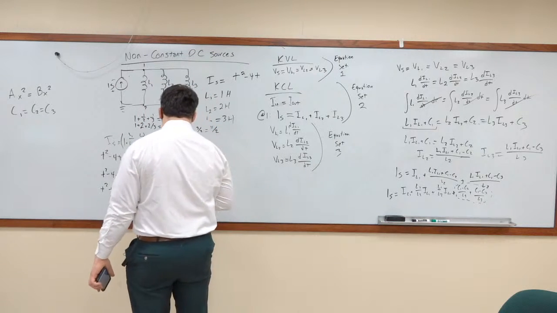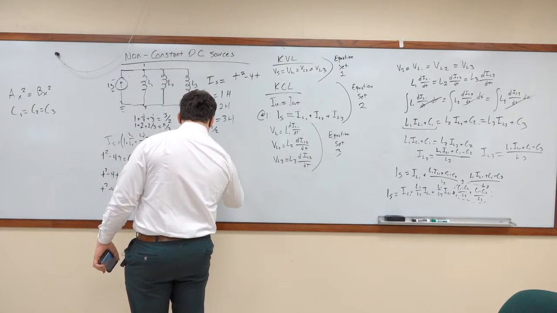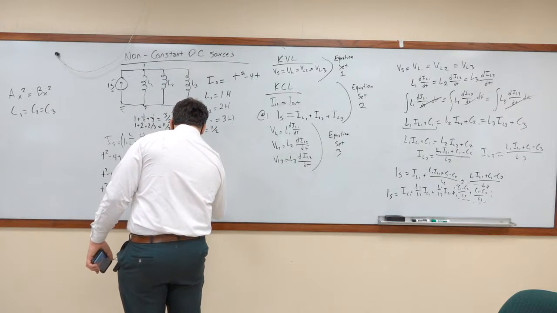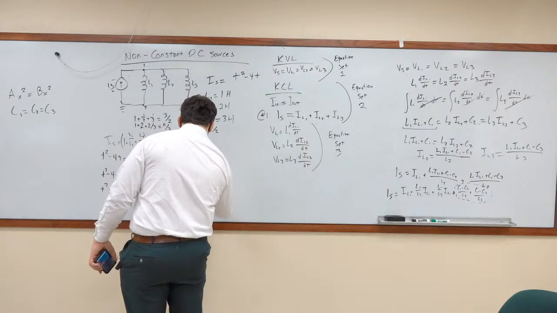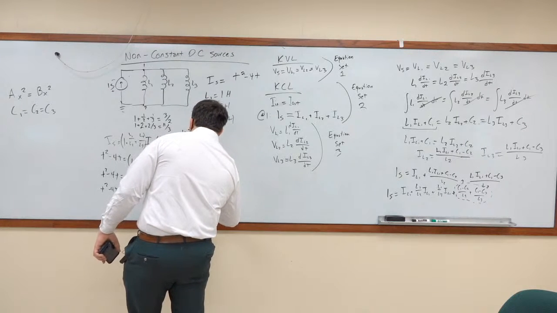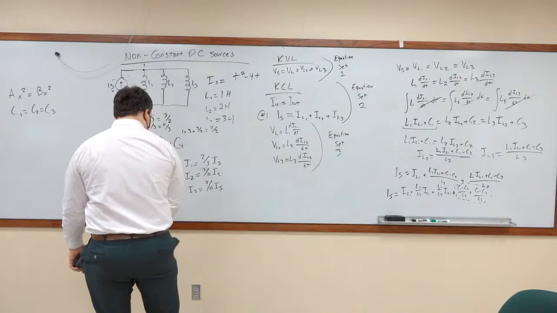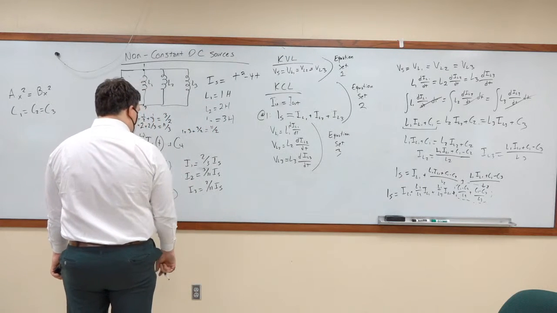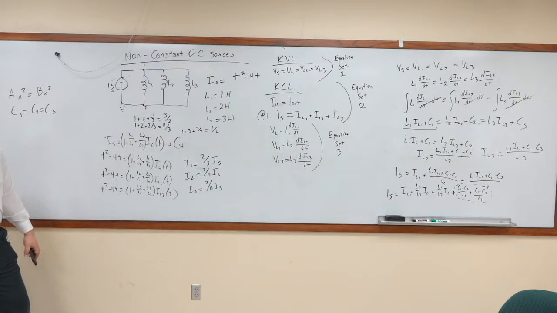Okay, so I1 is equal to 2/3 IS. I2 is equal to 3/11 IS, and I3 is equal to 2/11 IS. That doesn't make any sense. Shouldn't that be 12ths? 5/11. I was talking about the first one. The first one is a 3.